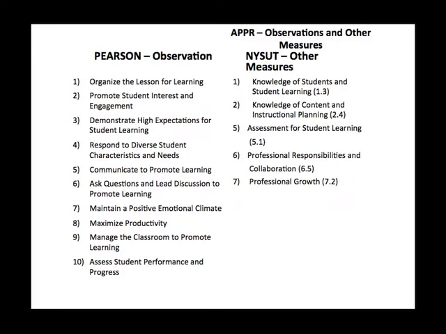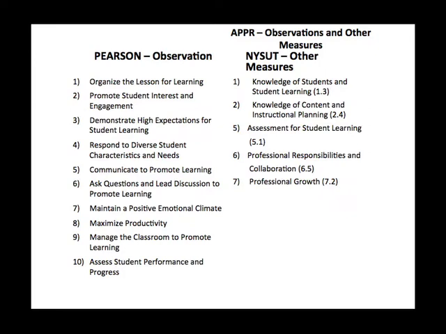Also throughout the year, staff should collect evidence or artifacts. The NYSUT rubric that is used as part of the district's APPR plan will be held up against the artifacts. Our plan includes 5 standards. Standard 1, knowledge of students and student learning. Standard 2, knowledge of content and instructional planning. Standard 5, assessment for student learning. Standard 6, professional responsibilities and collaboration. And Standard 7, professional growth.